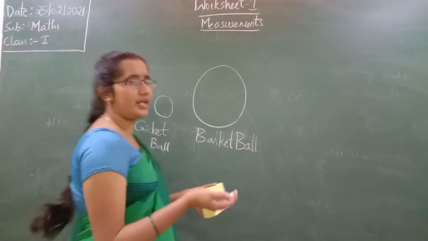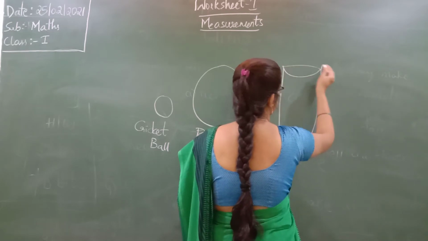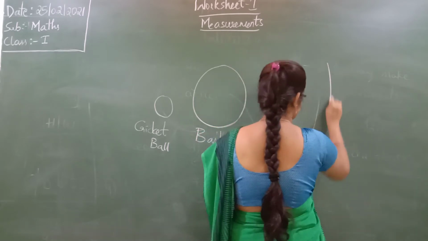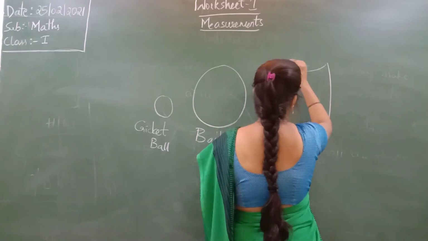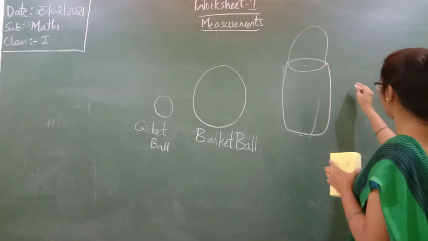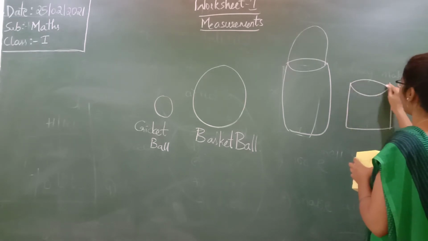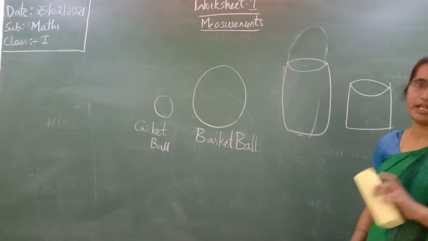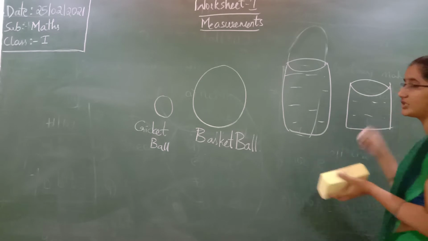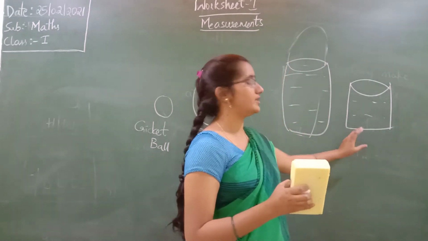For example, take buckets in your house. This is a small bucket. This is a big bucket. In your house, it is a big bucket. Next, I will take a small bucket. Which one will have more weight if you fill it full of water? Which one can't you lift? This one will have more weight comparatively with this less one.